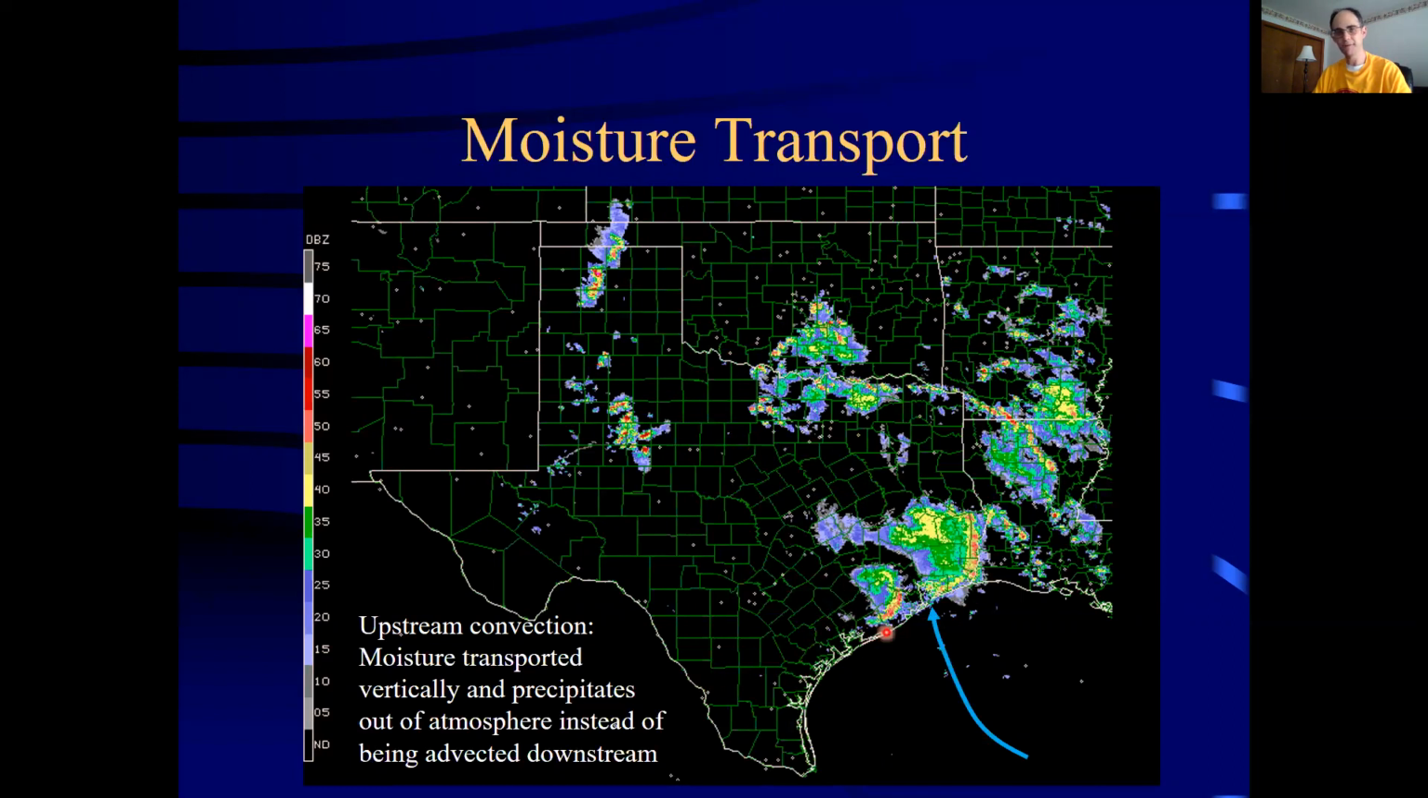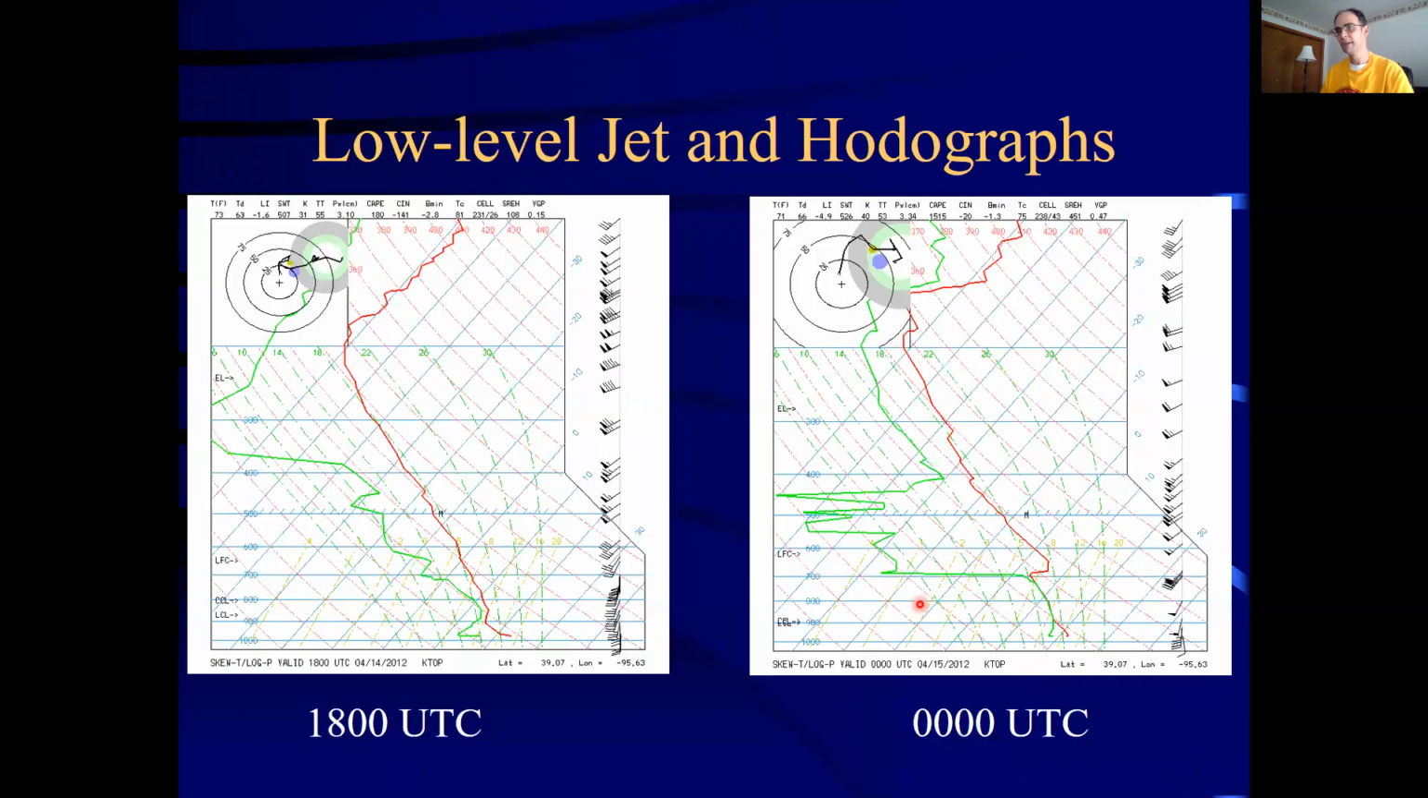So that air is transported vertically, and as that occurs, the water vapor condenses out, forms precipitation, and then actually rains out of the air. So instead of that moisture being transported poleward, it's transported vertically and then condenses and precipitates out. The onset of the nocturnal low-level jet is also very important in low-level hodograph and low-level wind shear profile modification.